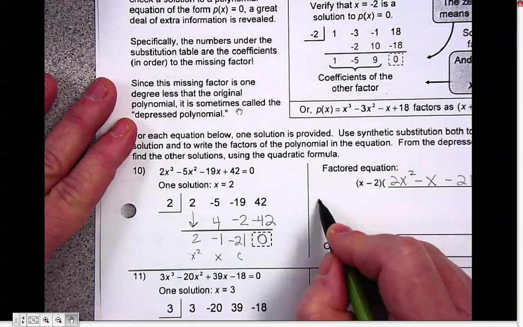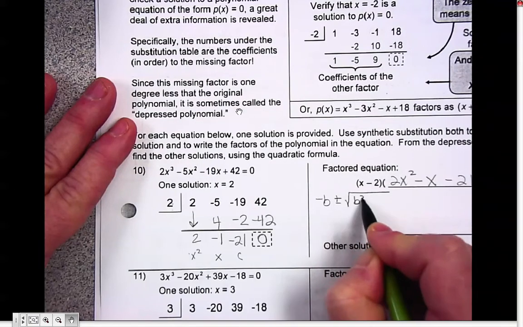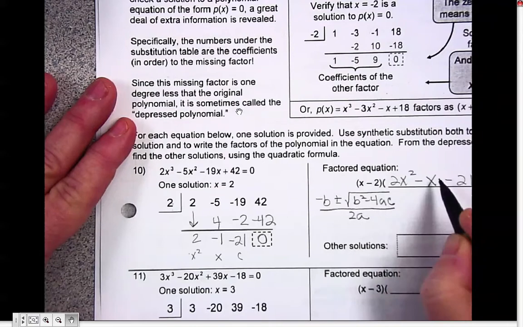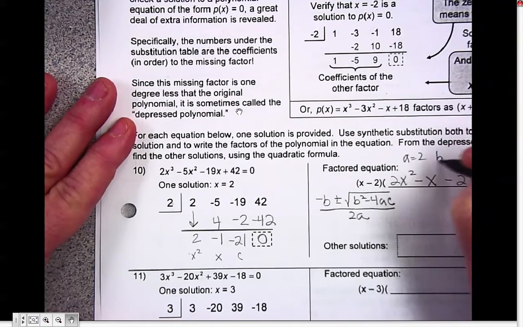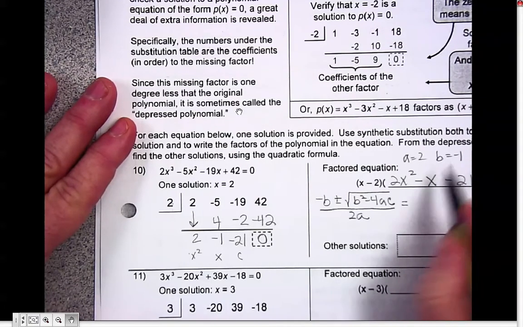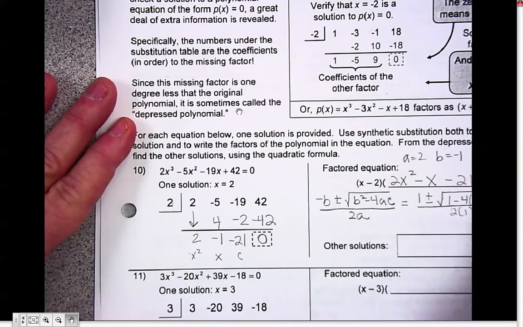So we're going to do negative b plus or minus the square root of b squared minus 4ac over 2a. Okay, and a is 2, b is negative 1, and c is negative 21. These are from the coefficients. Okay. So the opposite of b is 1 plus or minus the square root of b squared, which would be 1, minus 4 times 2 times negative 21. All of that over 2 times 2.